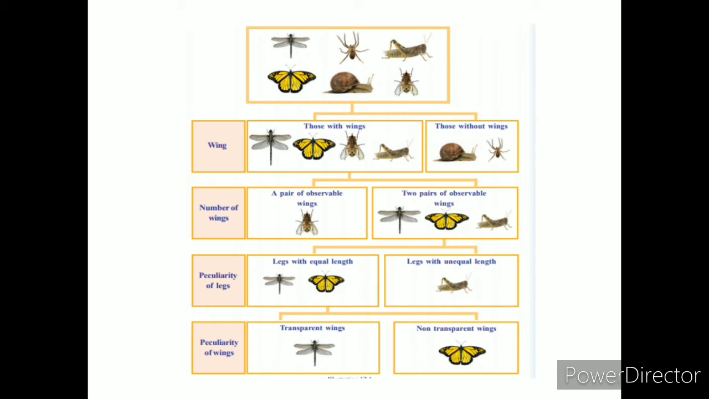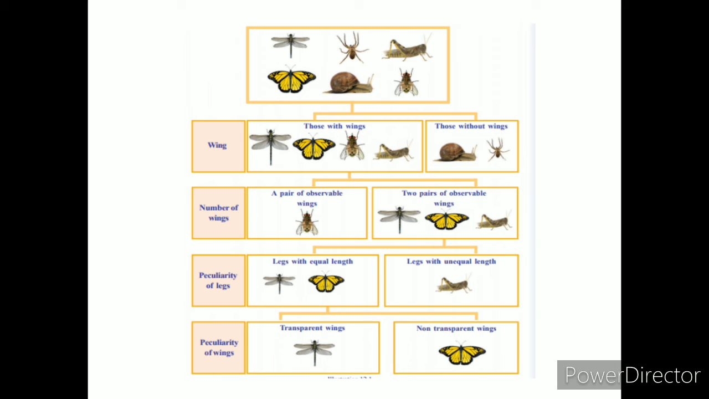Legs with equal length and legs with unequal length. And then coming to the peculiarity of wings, there you can see transparent wings and non-transparent wings. So here each indicator is having two possibilities of selection. And such keys or indicators that we use, having two possibilities of selection, are known as a dichotomous key. So this is an example for a dichotomous key.